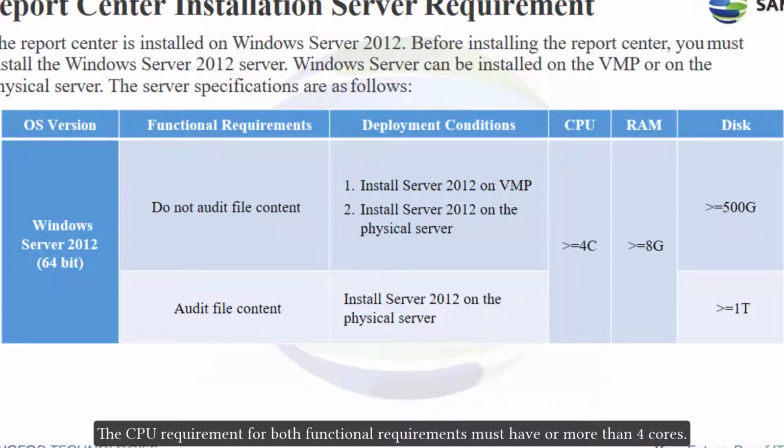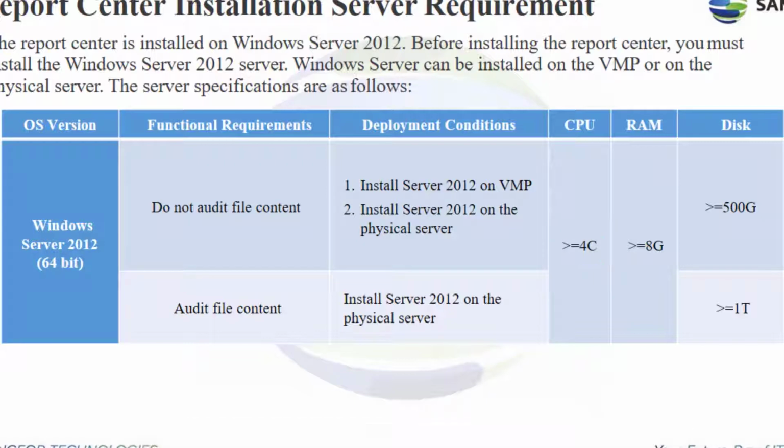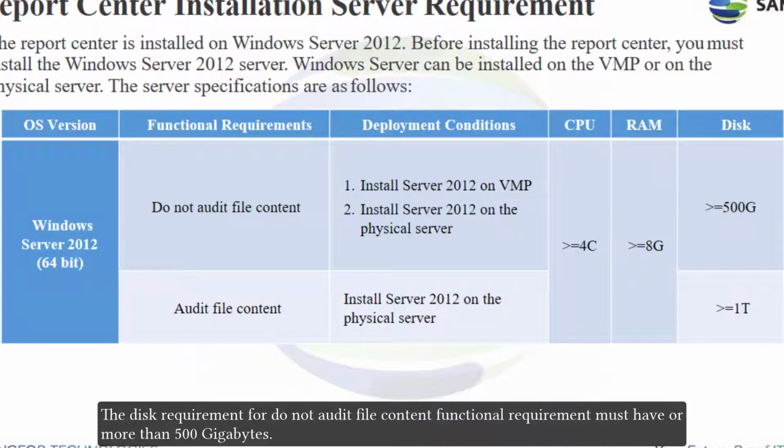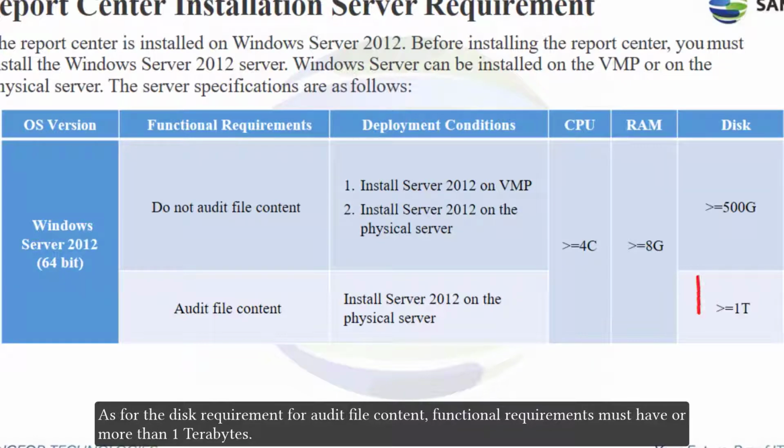The CPU requirement for both functional requirements is 4 cores or more. The RAM requirement for both functional requirements is 8 GB or more. The disk requirement for the do not audit file content functional requirement is 500 GB or more. As for the disk requirement for audit file content, it is 1 TB or more.